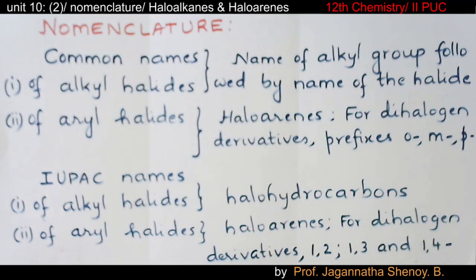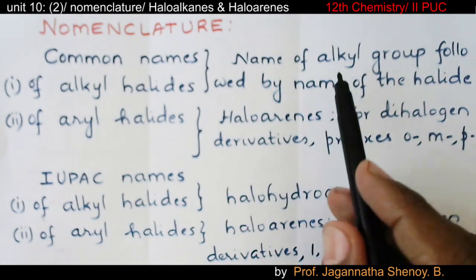In this session, we shall study about the nomenclature of haloalkanes and haloarenes. As you know, there are two nomenclature systems, common nomenclature and IUPAC nomenclature. For simple examples, we will consider both common names and IUPAC names. But as we move towards more complex examples, we will have only IUPAC names.